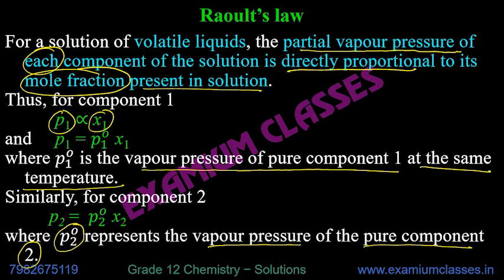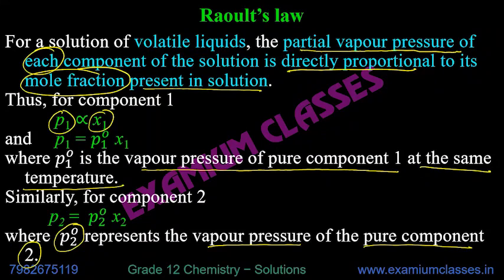Means the other component is not present. Pure component 1 means 2 is not present. Pure component 2 means 1 is not present. Then, for that, we know P1 naught, P2 naught. These values are normally constant.